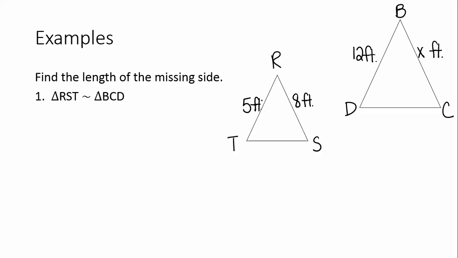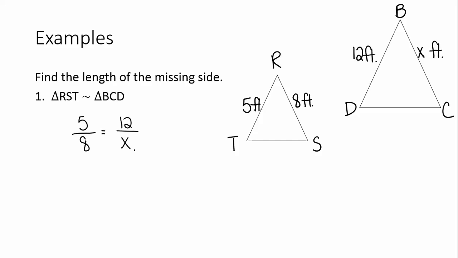So for example, if I look at side RT and I know that it's 5 feet long, I can put 5 on top and I can put 8 from the other portion of the same triangle on the bottom. But when I go over to the other triangle, the side that's corresponding to wherever the 5 came from is what I also have to put on top. So if we look here, RT is 5. RT, that's the first and the last letters. So B and D, the first and the last letters, would be the corresponding sides. So we would put 12 on top and the X on the bottom.